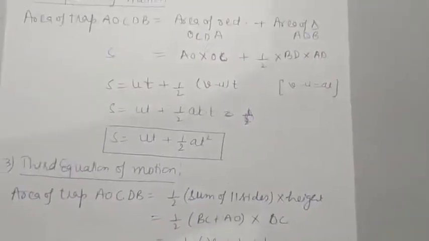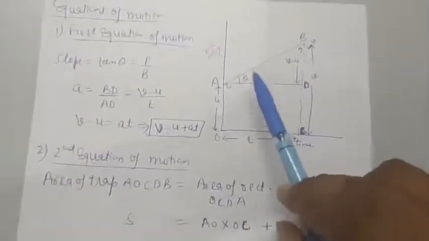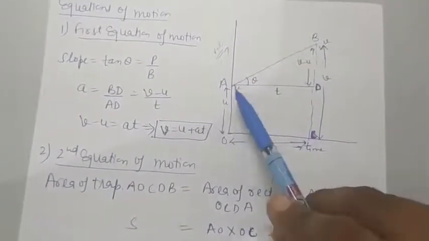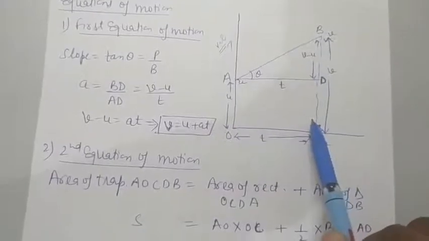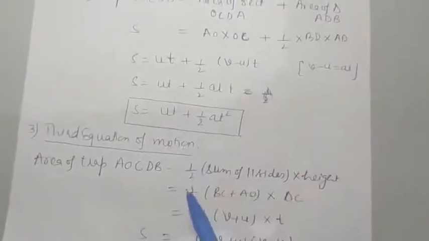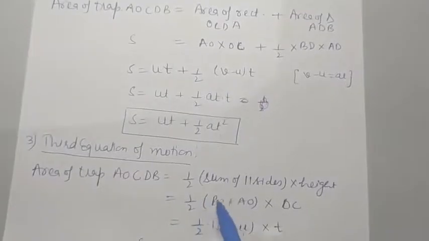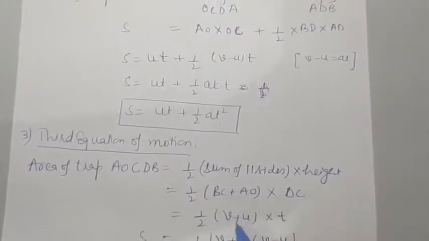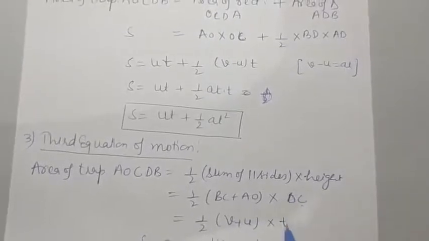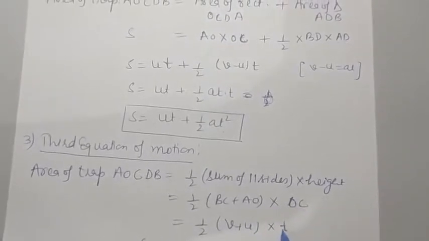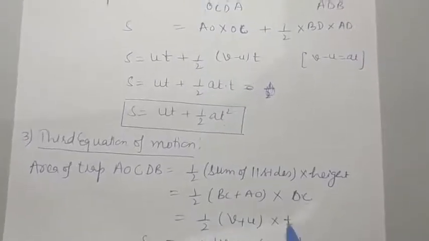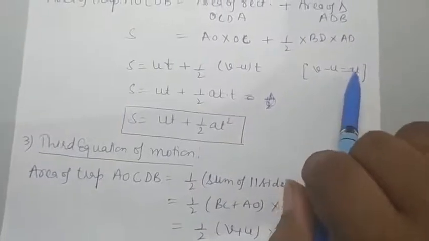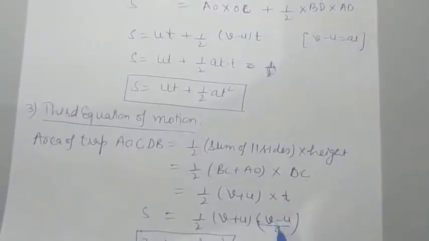Now the third equation of motion. We will calculate the same area of this trapezium by the formula 1/2 into sum of parallel sides into height. The parallel sides are BC and AO and the height is DC. BC is v, AO is u and DC is t. Now from the first equation of motion, v minus u is equal to at, then t will be equal to v minus u by a.